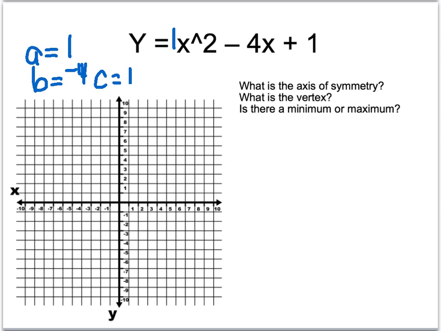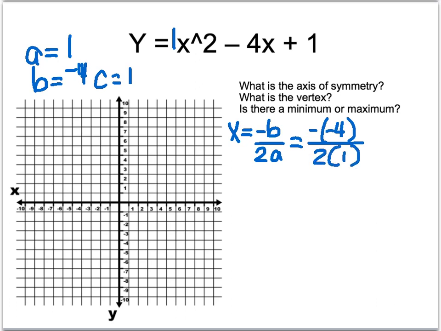In order to find the axis of symmetry, you are going to use negative b over 2a. And now that's a negative 4, because our value for b is negative 4, over 2 times a, which is 1. This simplifies to a positive 4 over 2, which gives us an axis of symmetry of x equals 2. That means the axis of symmetry crosses the x-axis at positive 2. And that dotted line represents the axis of symmetry for this parabola.